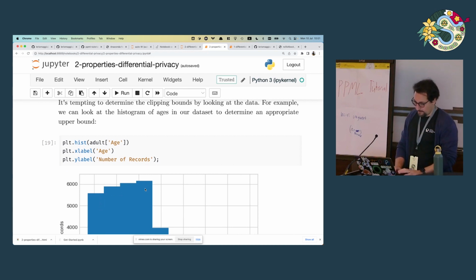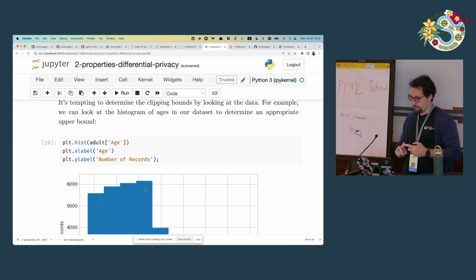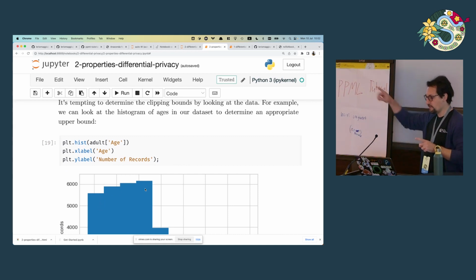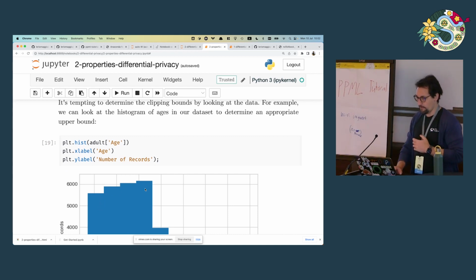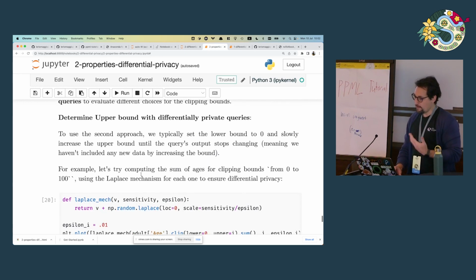So this is all leading to determining the upper bound with differentially private queries. Assuming I have a Laplacian mechanism to run on my data, I want to see how much the result is going to change as I increase the upper bound of the values in my data. You can see that the more I go towards 100, the more the value is stabilizing. All right.